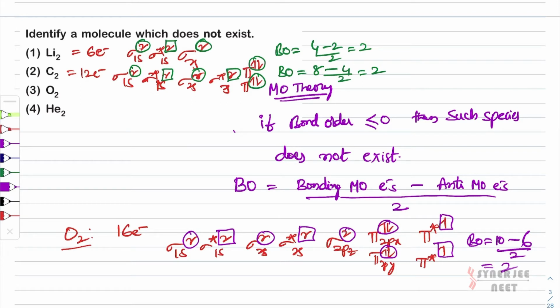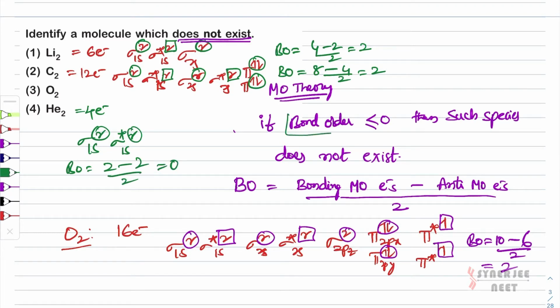Only the fourth option I have not checked, and that may not be existing. So that will be the answer, but let's check that one also. Now helium, He2, has 4 electrons. So sigma 1s2, sigma star 1s2. If you calculate bond order, bonding electrons are 2, anti-bonding electrons are also 2. So the answer is 0. If bond order is less than or equal to 0, then such species does not exist. Therefore, they are asking which does not exist, so the correct answer is 4.